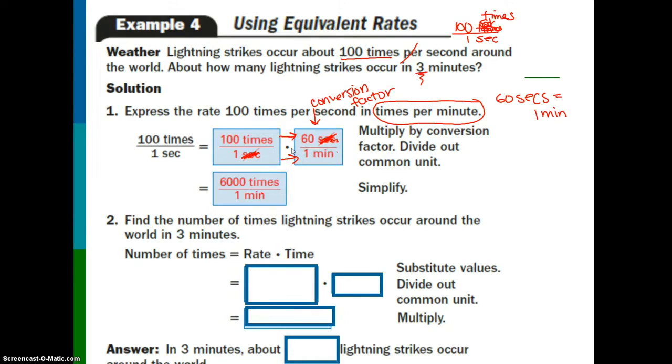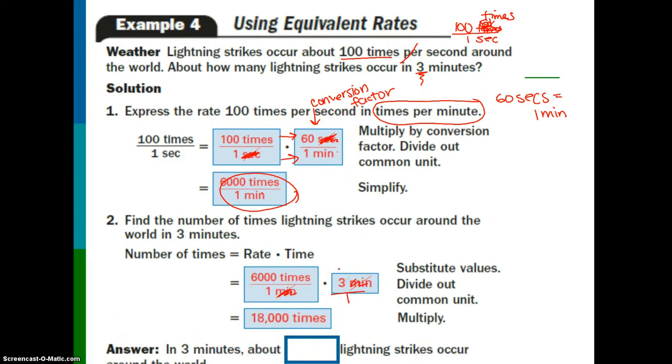Well, you're not done, because I wanted how many lightning strikes occur in 3 minutes. So I'm going to take this fraction and multiply it by 3 minutes. Again, the minutes cancel because this is over 1. 6,000 times 3 is 18,000 lightning strikes that occur in 3 minutes around the world.